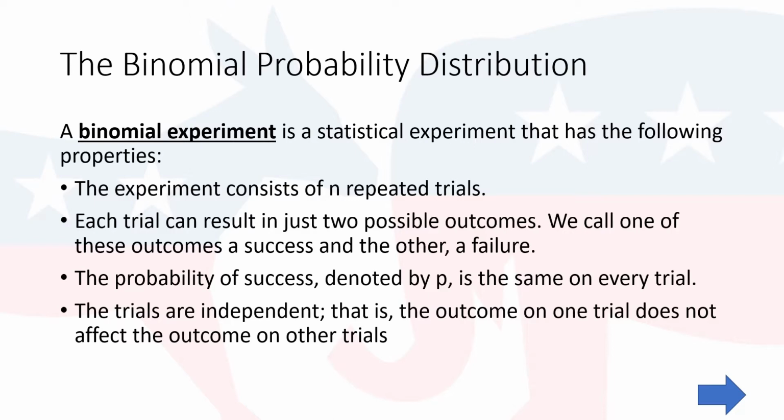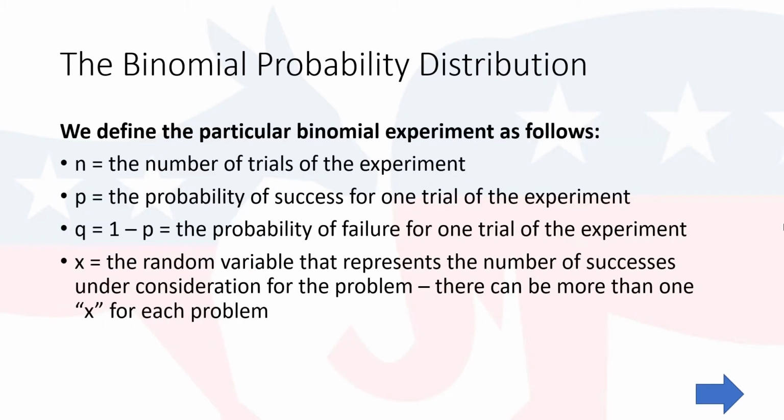2. Each trial can result in just 2 possible outcomes. We call one of these outcomes a success and the other a failure. The probability of success, denoted by lowercase p, is the same on every trial, and the trials are independent. That is, the outcome on one trial does not affect the outcome on other trials.